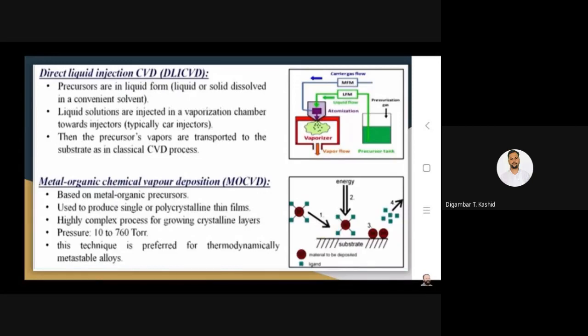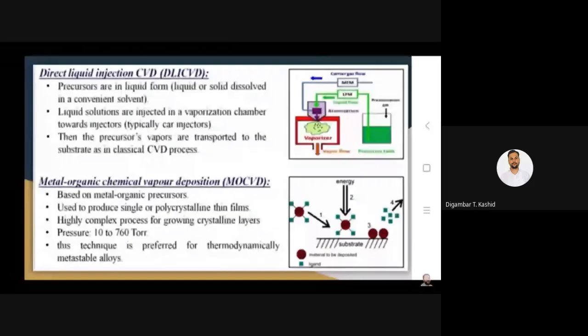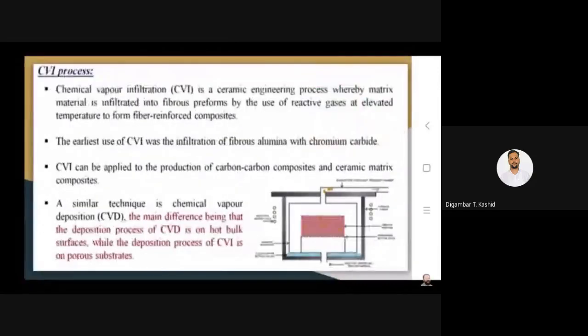Itself. Now let's go for the next one. Let us start the technology, that is CVI, chemical vapor infiltration. This is the latest technology. CVI is a ceramic engineering process whereby matrix material is infiltrated into fibers, which form by use of reactive gases at elevated temperature to form a fiber reinforced composite.